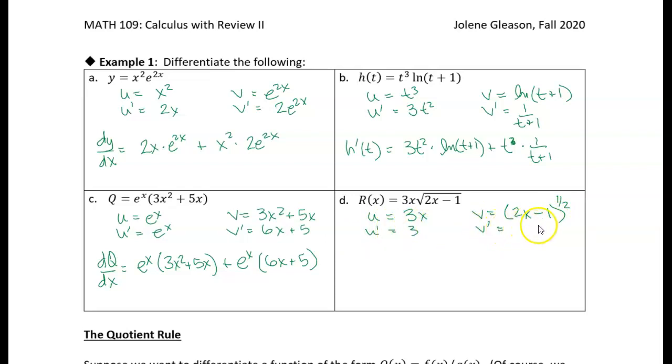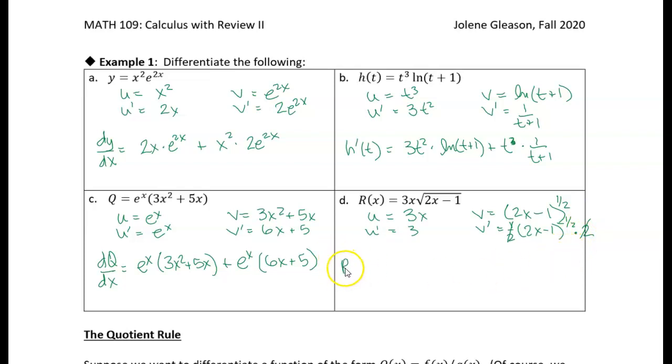V prime is 1/2 times 2x minus 1 to the minus 1/2, right? It's 1/2 minus 1. And then I need to use the chain rule, right? Because I need to take the derivative of the inside function. So I'm going to get a 2. All right, now I do see a nice little simplification here. This is pretty minor. I'll allow that if it's just something minor.